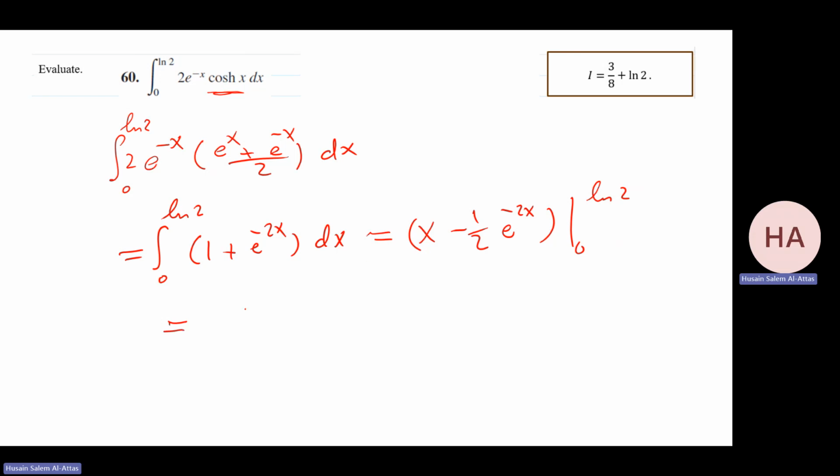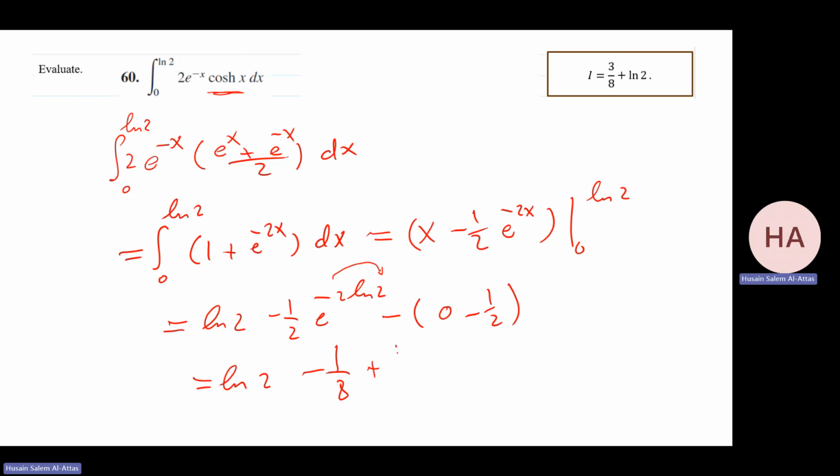That gives me what? ln 2 minus half e to the minus 2 ln 2, minus 0 minus half. E to the power 0 is 1. So that gives me ln 2. This one, what is it? This will go as a power, so I have 2 to the minus 2, that will be minus 1 over 8. That will be 1 over 4 times half, that will be minus 1 over 8 plus half. So that gives me 4 over 8 minus 1 over 8, which is 3 over 8 plus ln 2, which is the answer.